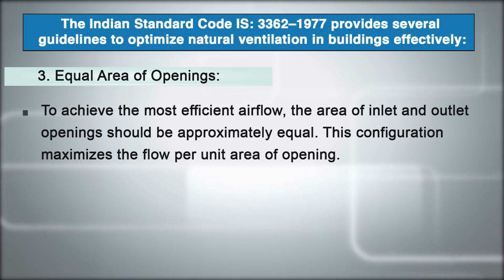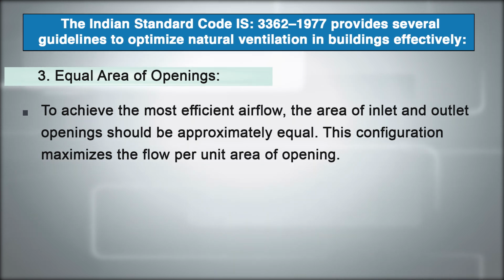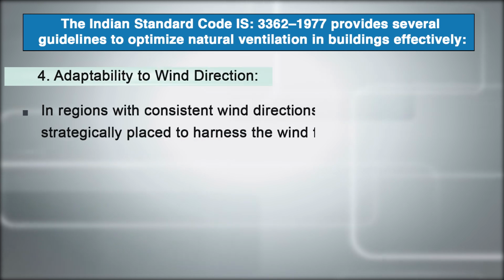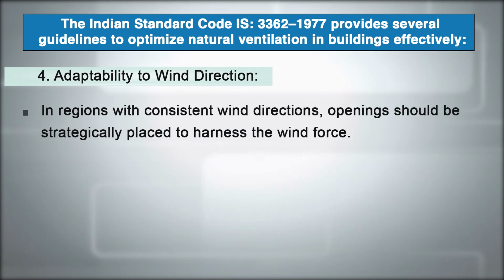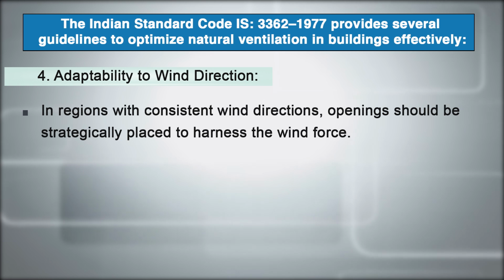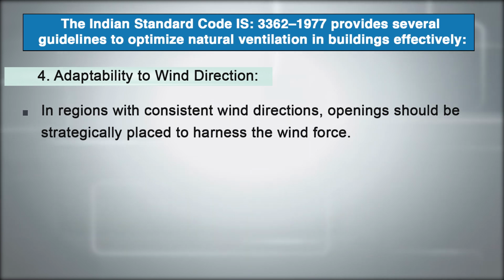This configuration maximizes the flow per unit area of opening. Adaptability of wind direction. In regions with consistent wind direction, openings should be strategically placed to harness the wind force. Conversely, in areas with variable wind direction, openings should be distributed evenly around the building to ensure that regardless of wind direction, some openings will directly face the wind and others will facilitate air suction, ensuring continuous air movement.